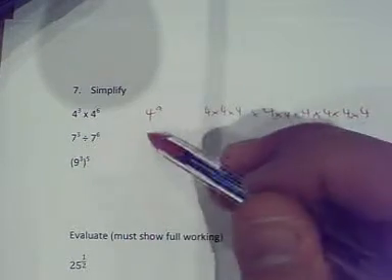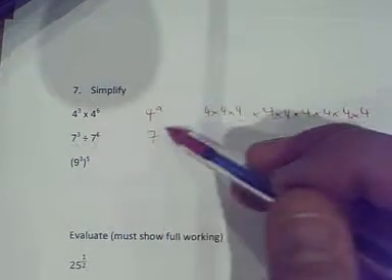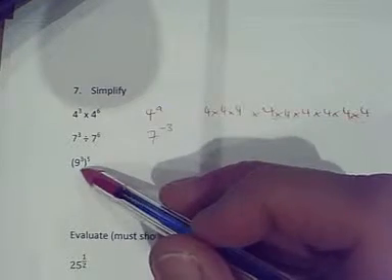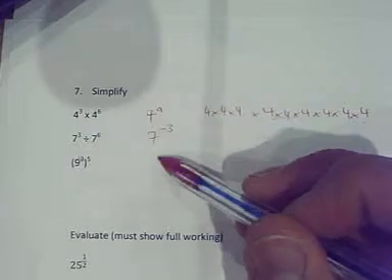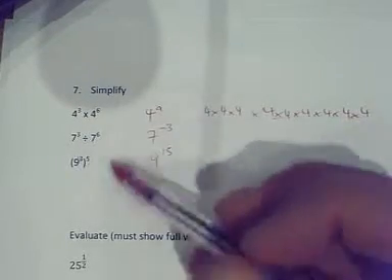7 to the 3 divided by 7 to the 6 is 7 to the 3, take away 6, which is 7 to the minus 3. When you do a power of a power, 9 to the 3 to the 5, you multiply the powers. So that's 9 to the 15. Those are 3 basic rules that you should know.